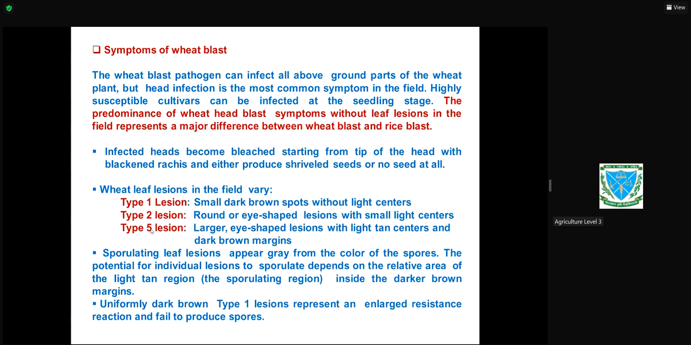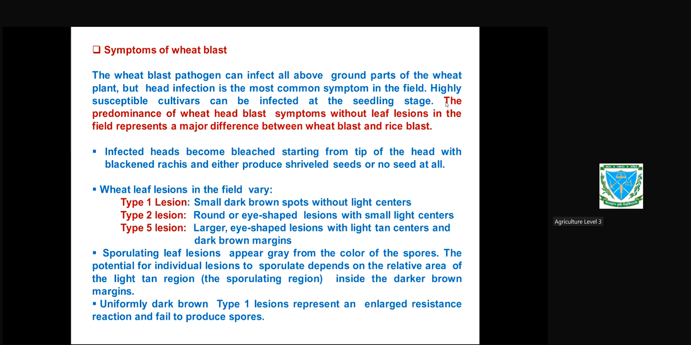And you see, once the fungus starts to produce spores on this type of lesion, it turns gray in color. This type of lesion, especially the type 5 lesion, produces a huge number of spores on that straw-colored area inside the dark margin. And unfortunately, or you can say, there is no spore formation we can notice in the case of type 1 lesion.